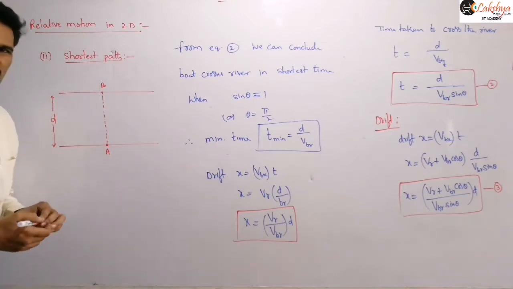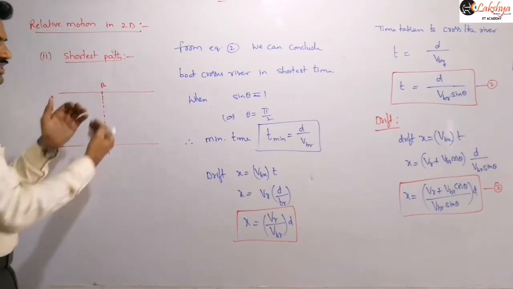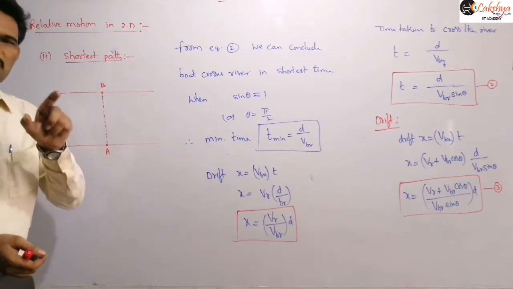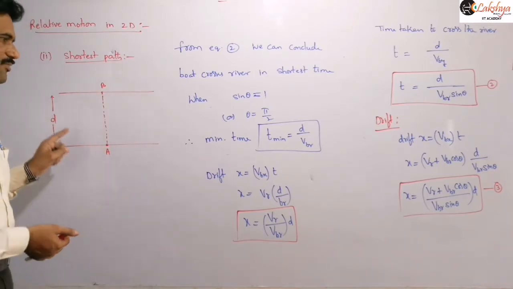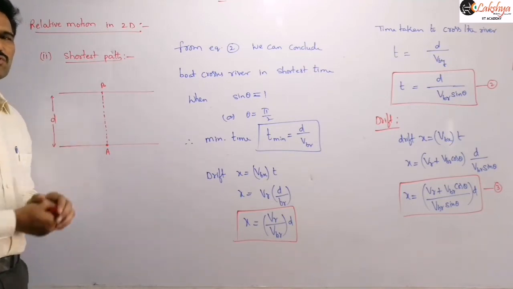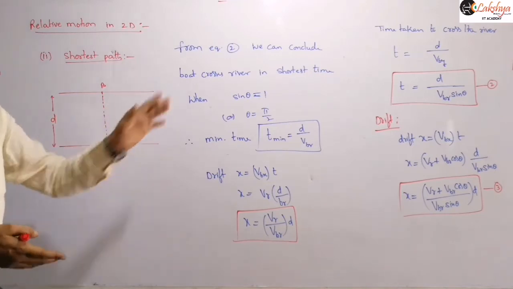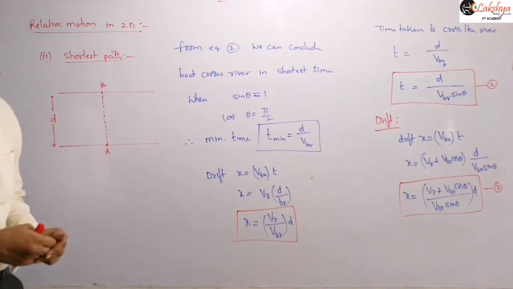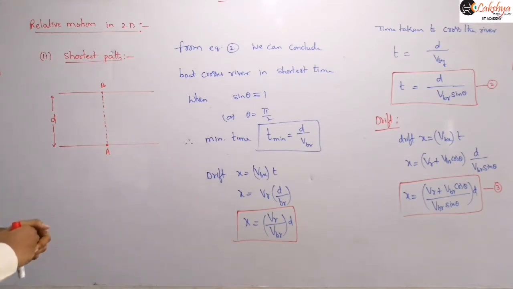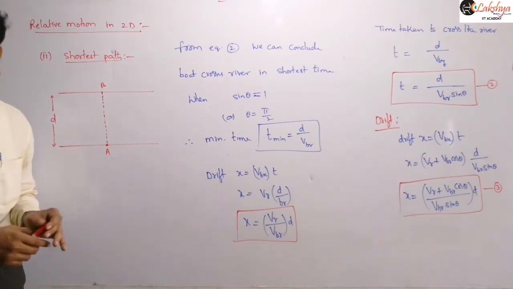point B, right? Because in order to cross the river from one bank to the other bank, the minimum distance to be traveled is nothing but the width of the river, right? So the boat should travel only this much distance here, then only it will become the shortest path. Got it? The boat should travel that much distance only, or you can say that the drift should be 0.